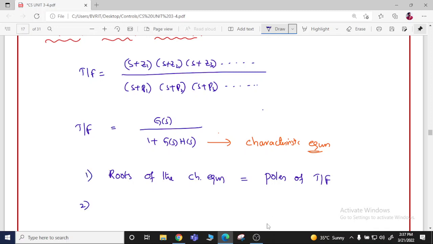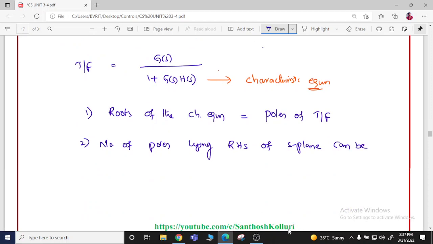And another point is the number of poles lying on the right hand side of the S plane can be calculated without solving the characteristic equation. This is one of the advantages of the Routh criteria.